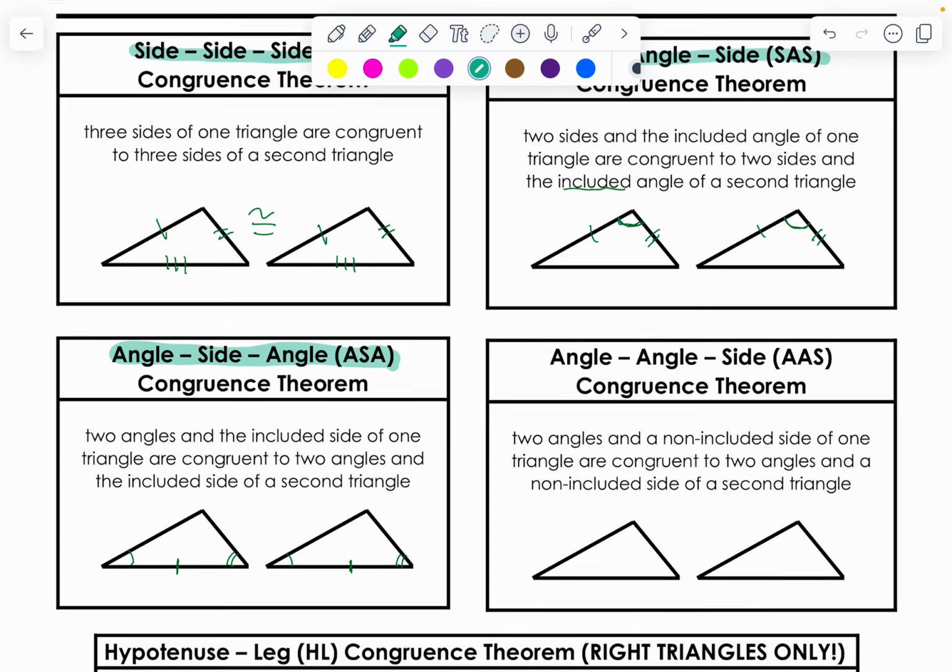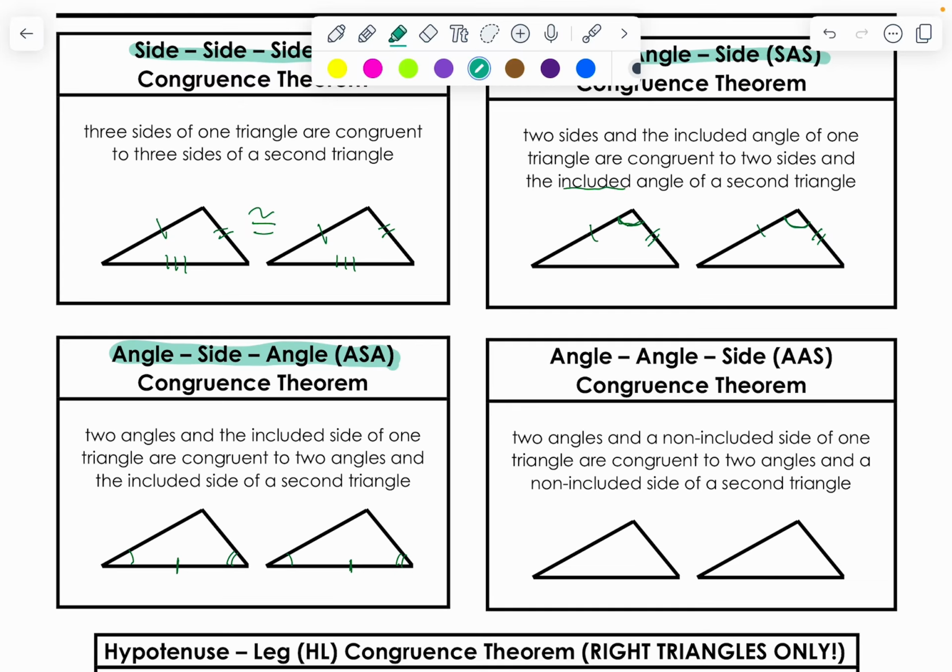So we have side, side, side, we have side, angle, side, angle, side, angle, and then we have angle, angle, side. We can say two triangles are congruent if the two angles and a non-included side are marked as congruent. So that's two angles, 1, 2, and a side that's not in between those two angles. So that's angle, angle, and I'm going to mark that side right over there. Angle, angle, side. Those are the four main theorems that we use to show two triangles are in fact congruent.